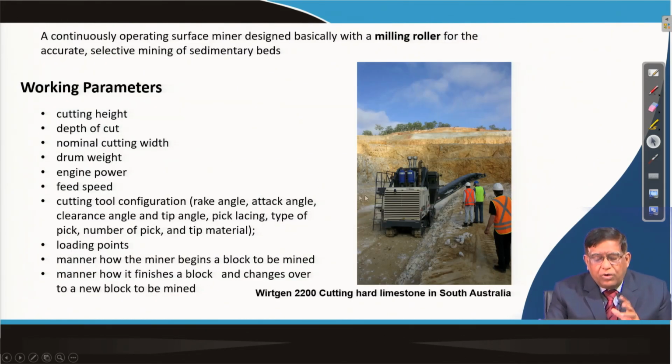The whole performance of this machine will depend on the cutting height, the depth of cut, the nominal cutting width, the drum weight, the engine power, and the feed speed at which it is moving. Then there are the cutting tool configurations: rake angle, attack angle, clearance angle, tip angle, how the picks are placed over there, what type of pick is used, the number of picks, and the tip material. You have studied these cutting picks with the other machines also.